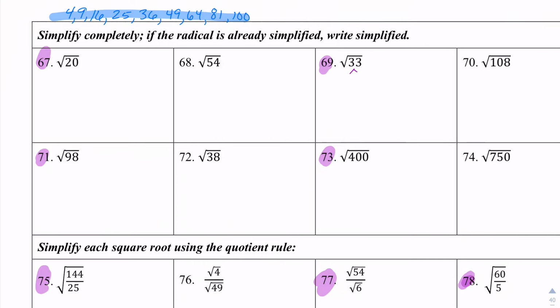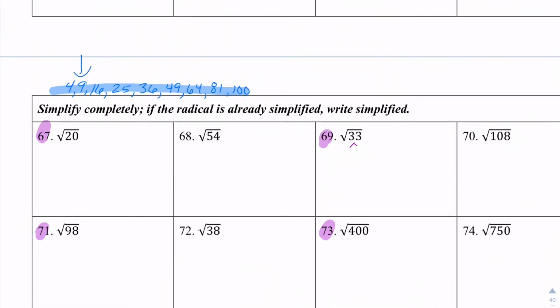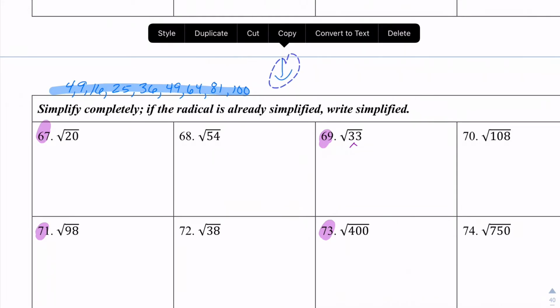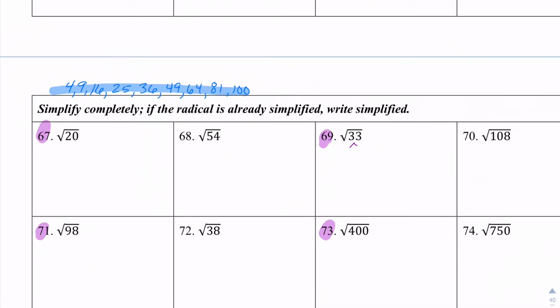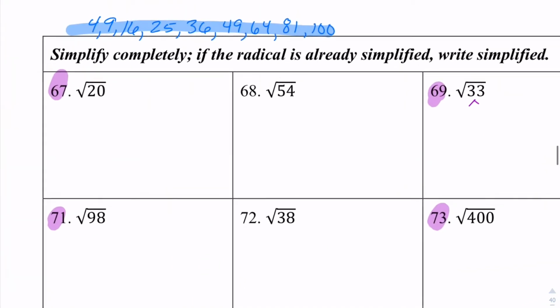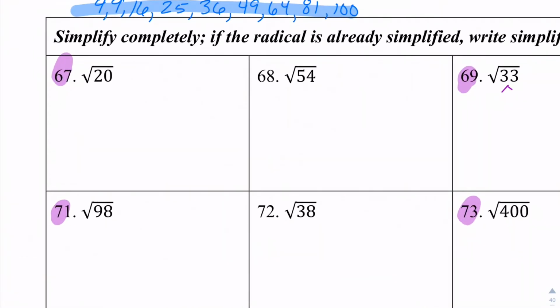Those numbers are the perfect squares, right? 2 squared is 4, 3 squared is 9, 4 squared is 16, 5 squared is 25. You get the idea, all the way up to 10 squared is 100. So this is actually my preferred method, but by no means is it the correct method or better of the methods. But this method says, okay, take that number and rewrite it.